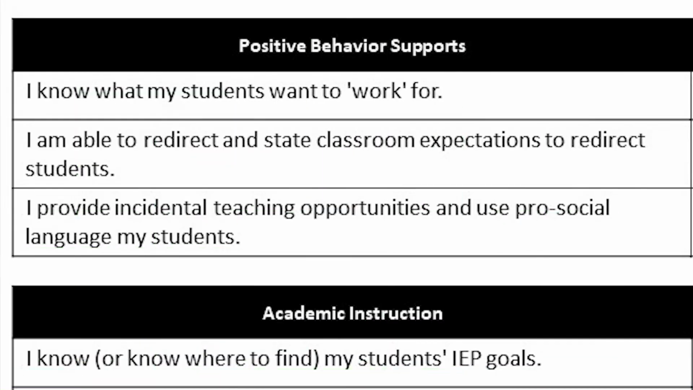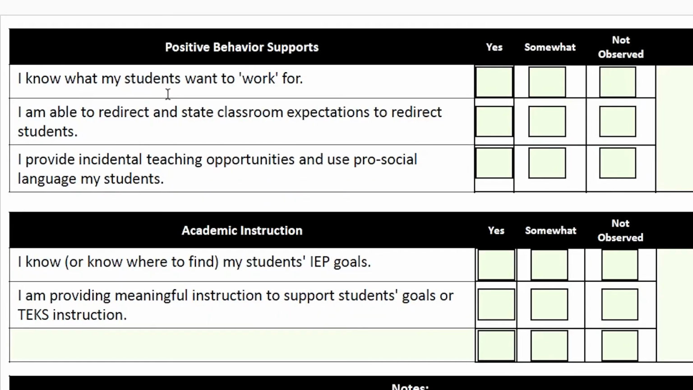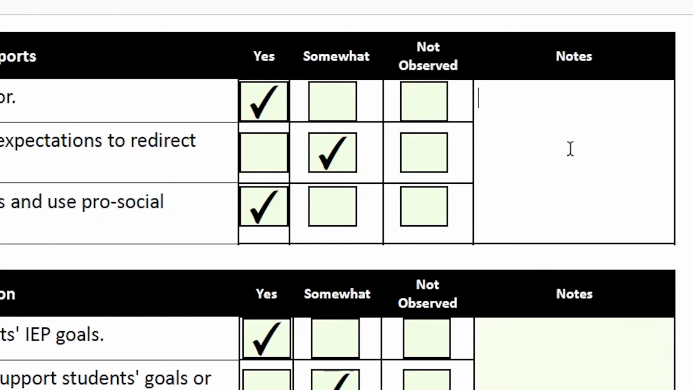The next section is positive behavior supports. So this section makes sure that the staff know the students and how to support their behavior needs. They know what the students are motivated by. Do they like Peppa Pig? Do they like Moana? Do they like Starbursts? Or do they like Doritos? All of those things really do matter.